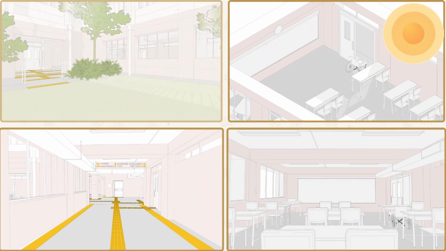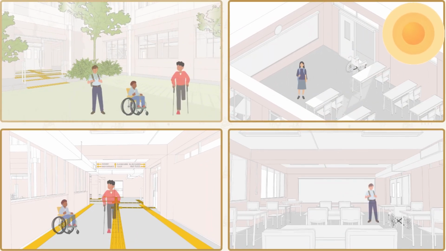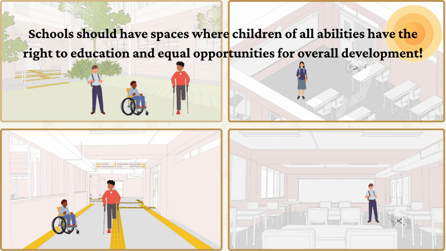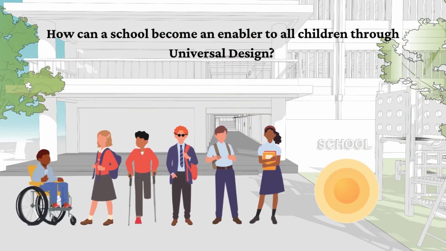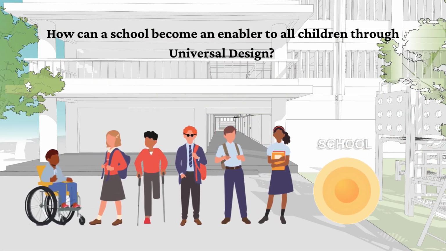Schools should be spaces where children of all abilities have the right to equal education and opportunities for overall development. The school premises and how it is designed plays a huge role in realizing that first step to the right to education. How can a school become an enabler to all children through universal design?